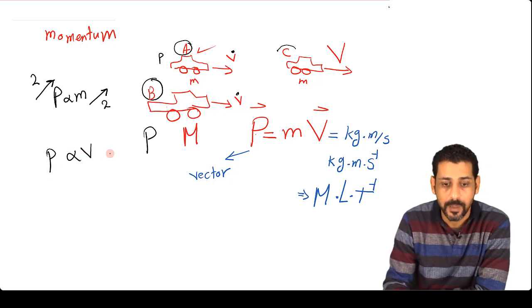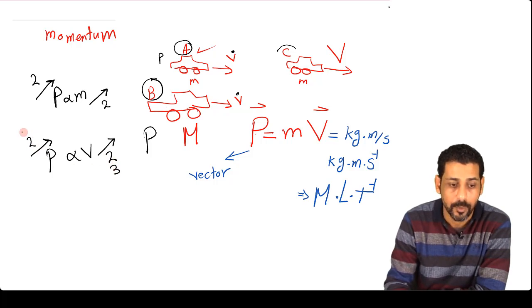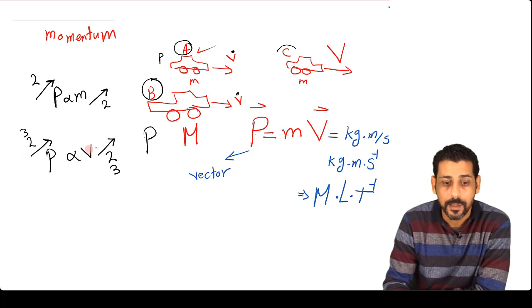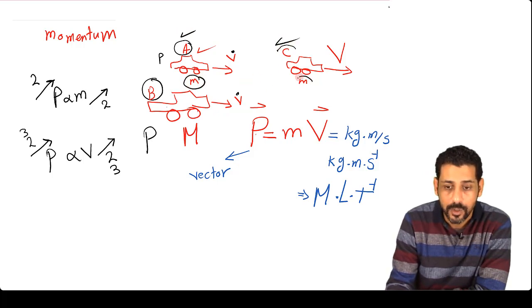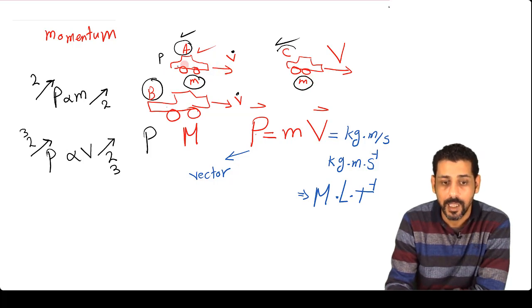Momentum also depends on the velocity when the mass is constant. When the velocity increases, the momentum increases as well. When the velocity is doubled, the momentum is doubled. When the velocity is tripled, the momentum is tripled. This is if the mass is constant, and we can see this in the example of cars A and C. Both have the same mass, so the one which has a smaller velocity has a smaller momentum, and the one which has a greater velocity has a greater momentum.